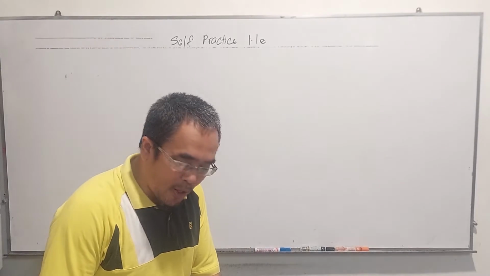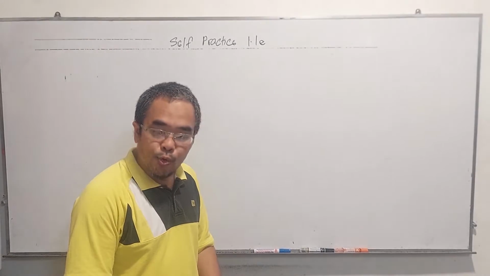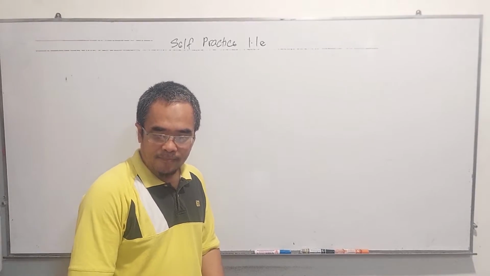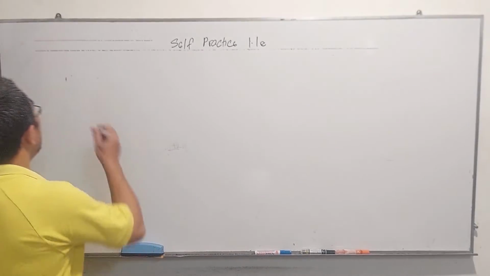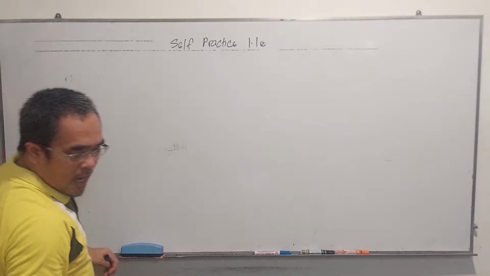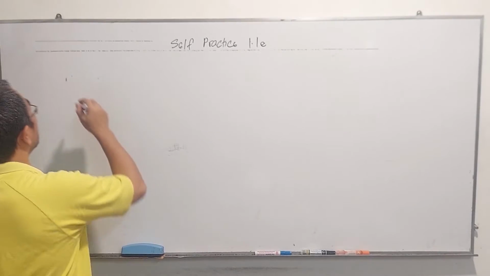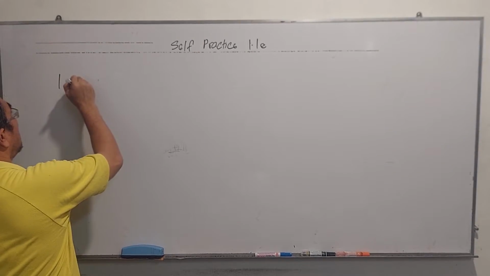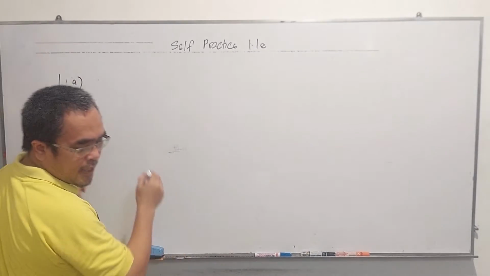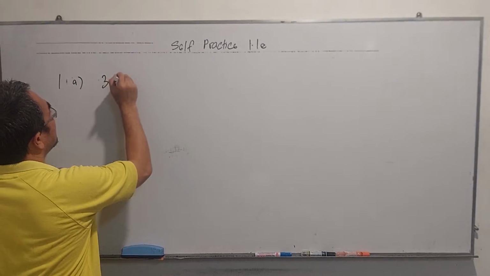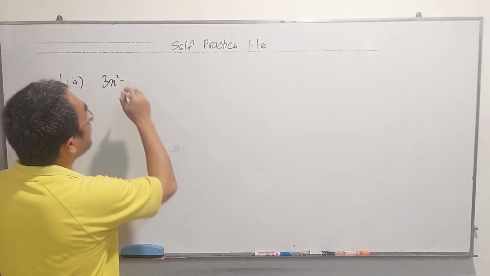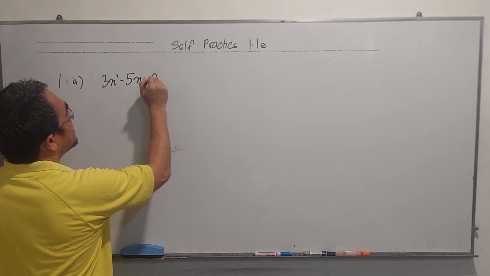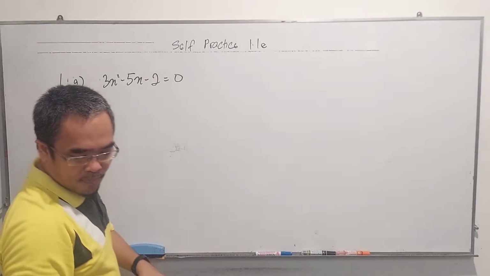Actually, you already know how to find roots of a quadratic equation, right? So help me, using the calculator, find the roots for 3x squared minus 5x minus 2 equal to 0.